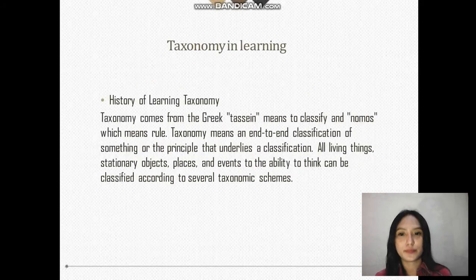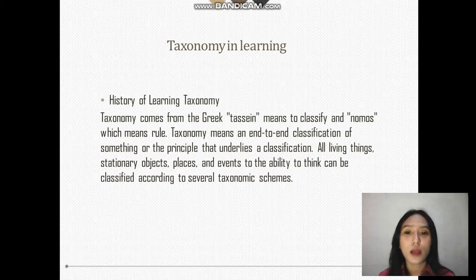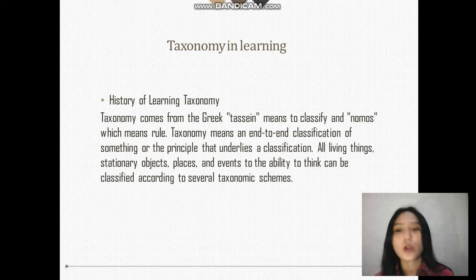Taxonomy in learning. The history of learning taxonomy: taxonomy comes from the Greek taxon, which means classification, and nomos, which means rule. Taxonomy means an end-to-end classification of something, or the principle that underlies a classification. All living things, stationary objects, places, and even the ability to think can be classified according to several taxonomic schemes.